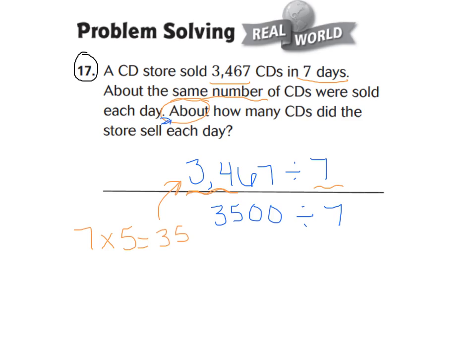So I can say by using basic facts that 35 divided by 7 is 5 plus the two zeros would give me 500. So the CD store sold about 500 CDs each day.